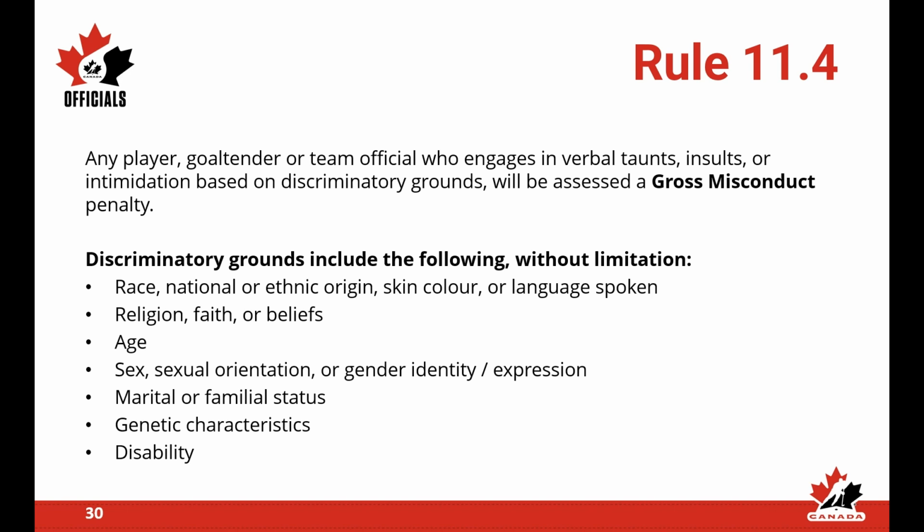Any goaltender, player, or team official who engages in verbal taunts, insults, or intimidation based on discriminatory grounds will be assessed a gross misconduct penalty. So discrimination grounds include the following, without limitations: race, national or ethnic origin, skin color or language spoken, religion, faith or beliefs, age, sex, sexual orientation or gender identity or expression, marital or familial status, genetic characteristics, and a disability.